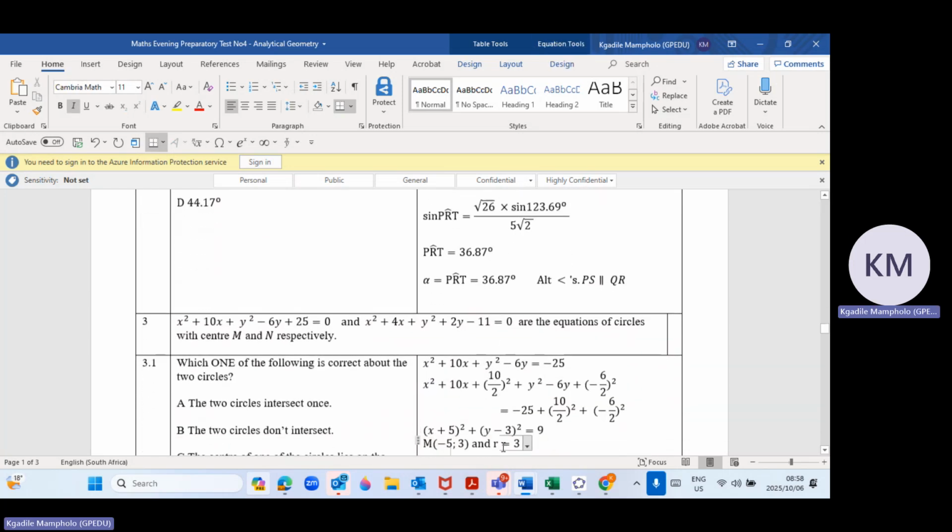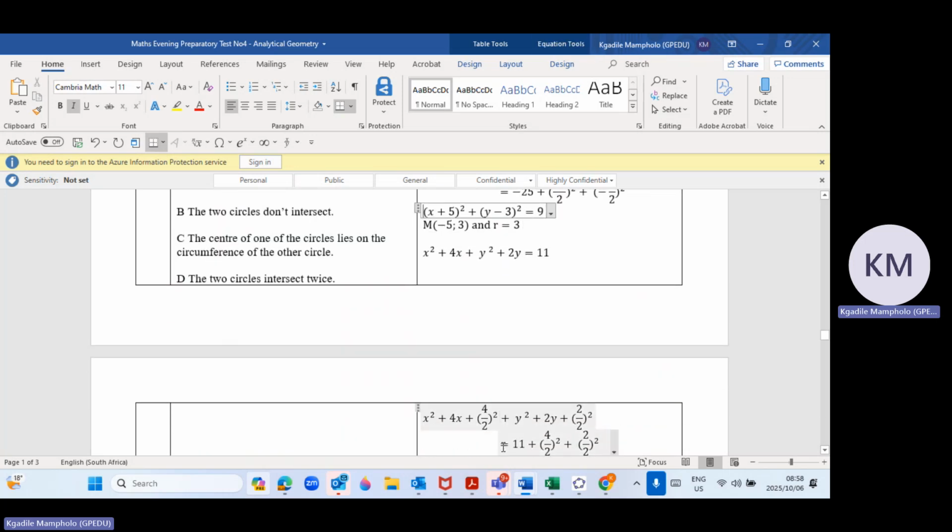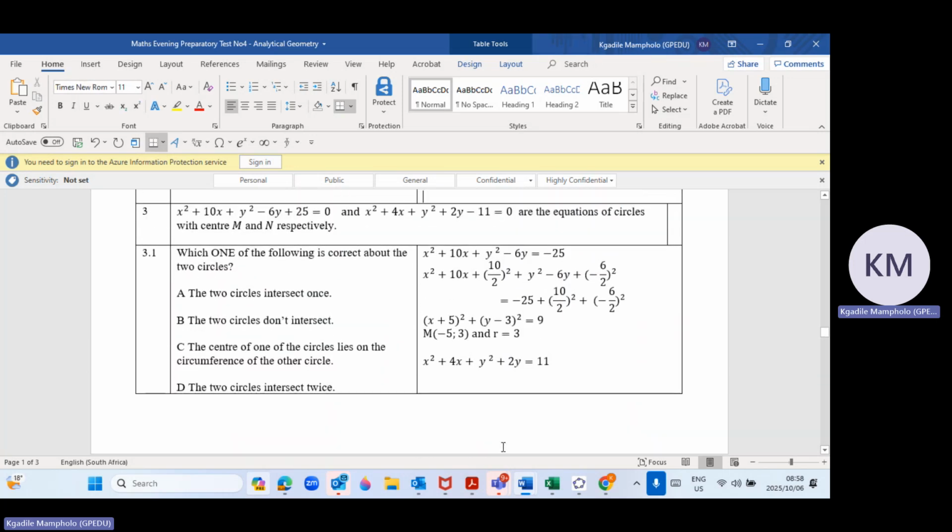Then we go to number 3. Number 3, you are given the equation of two circles. The first circle has center M. The second one has center N. Which one of the following is correct about the two circles? Are the two circles intersecting once, twice, they don't intersect, or the center of one of the circles lies on the circumference of the other circle?